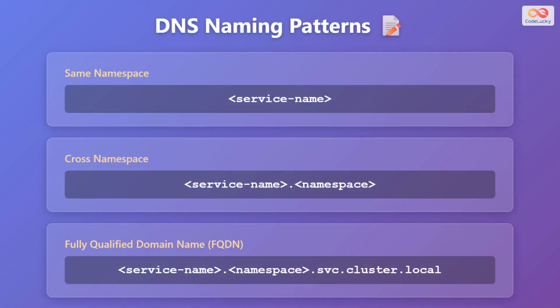Kubernetes DNS follows specific naming patterns that make service discovery straightforward. If you're accessing a service within the same namespace, you can simply use the service name. For cross-namespace communication, you append the namespace to the service name, separated by a dot. The fully qualified domain name, or FQDN, includes the service name, namespace, and the cluster domain, which is typically svc.cluster.local. This hierarchical naming structure provides flexibility and clarity in service addressing.